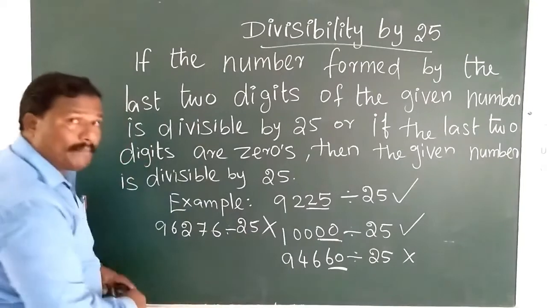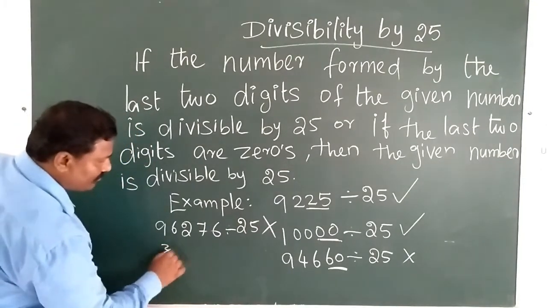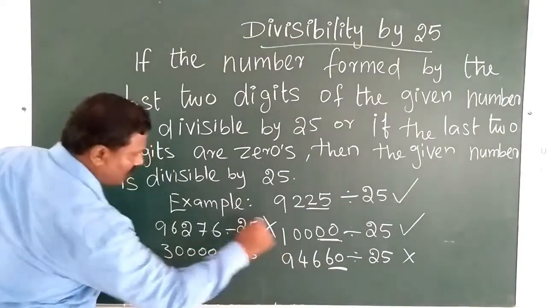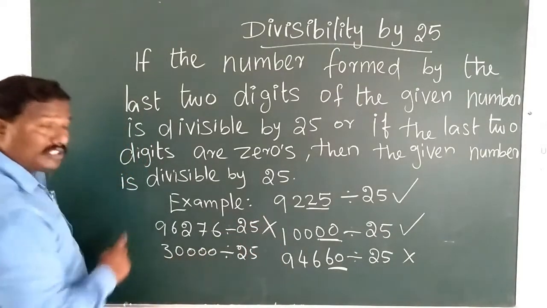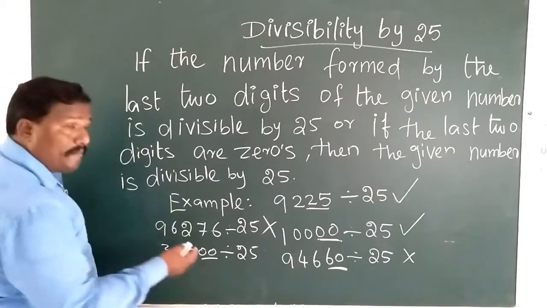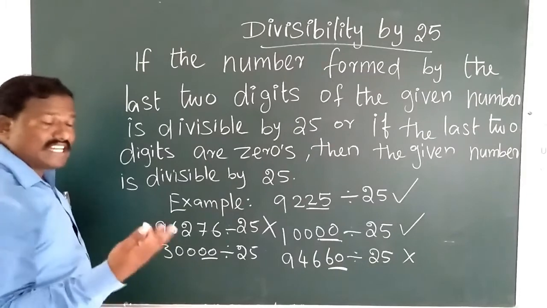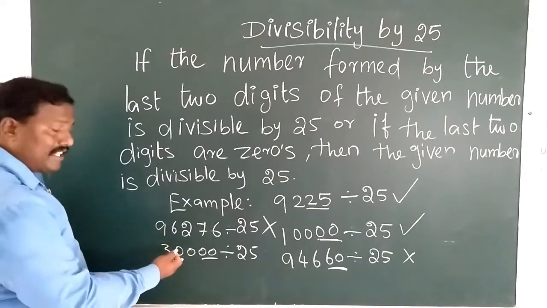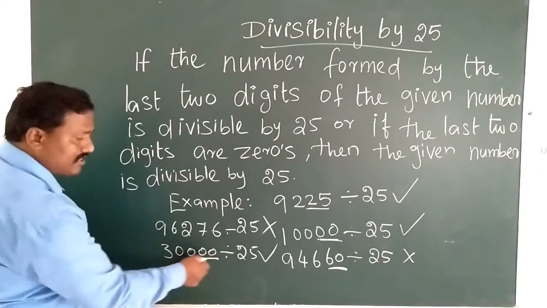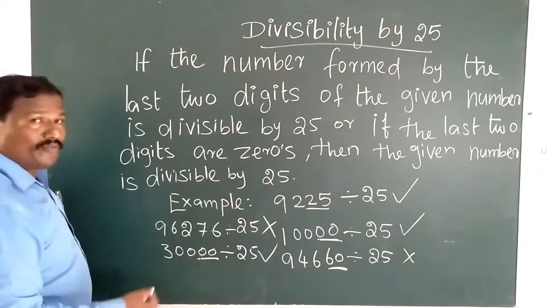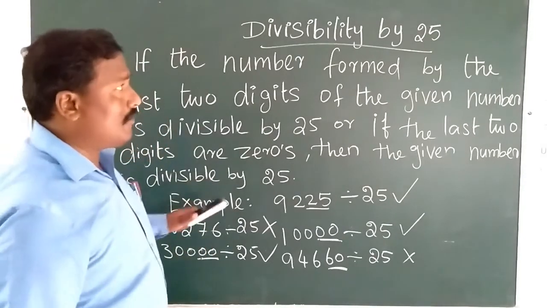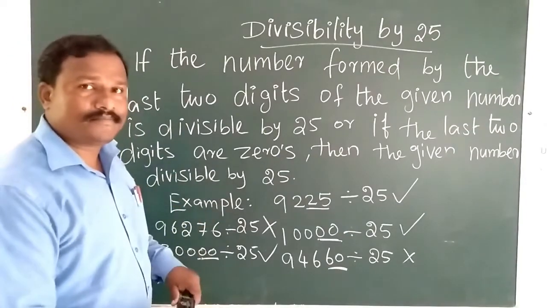Let me take another example for your understanding. 30,000. If you see the last two digits are 0, so without actual division, we can say 30,000 is divisible by 25. It is divisible because the last two digits are 0. So we can say it is divisible by 25. I hope you understand what the divisibility of 25 is.